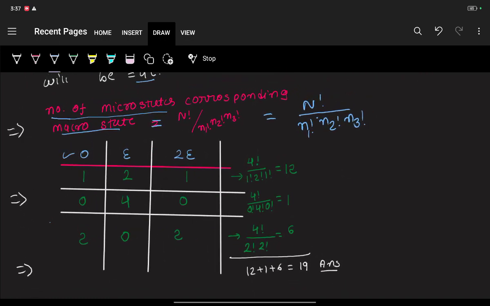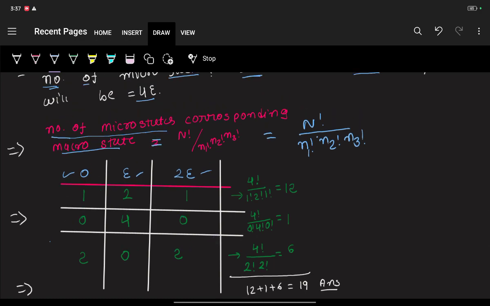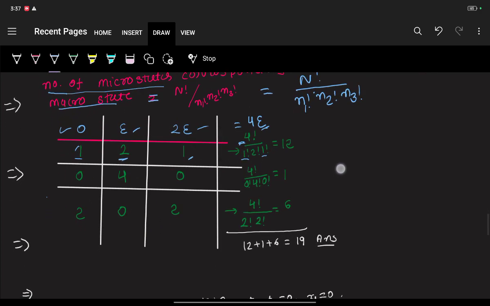First, 0 energy, E and 2E. So how will they become 4E energy? Let's say there is one particle, there are two particles, and there is one particle. So the energy will become 4E. For them it will be 4 factorial upon 1 factorial, 2 factorial, 1 factorial, which will become 12.